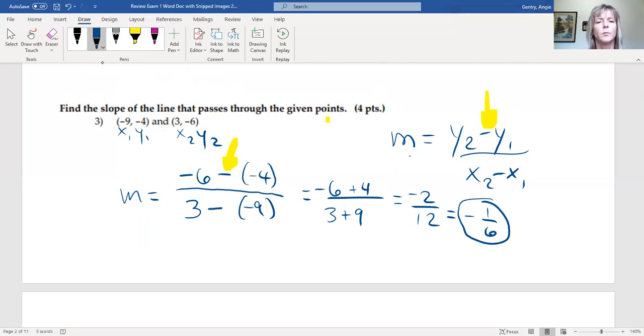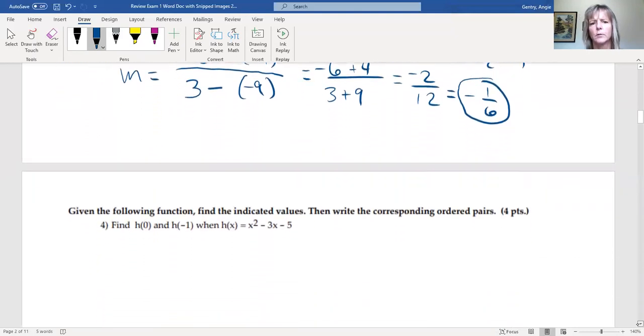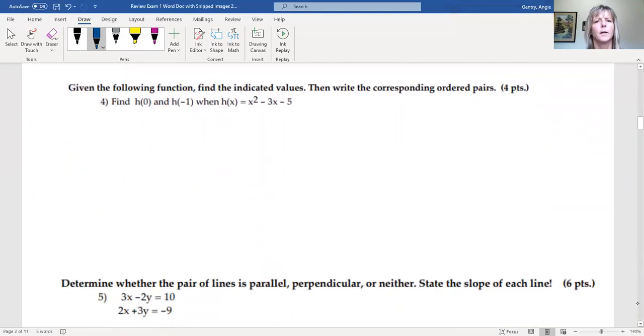Okay? Then I have a few people that are all gung-ho, and they actually end up writing an equation of the line with those. Nobody's asking you to do that, so please don't do more than you need to. You're just going to find the slope. Okay, find the indicated values.